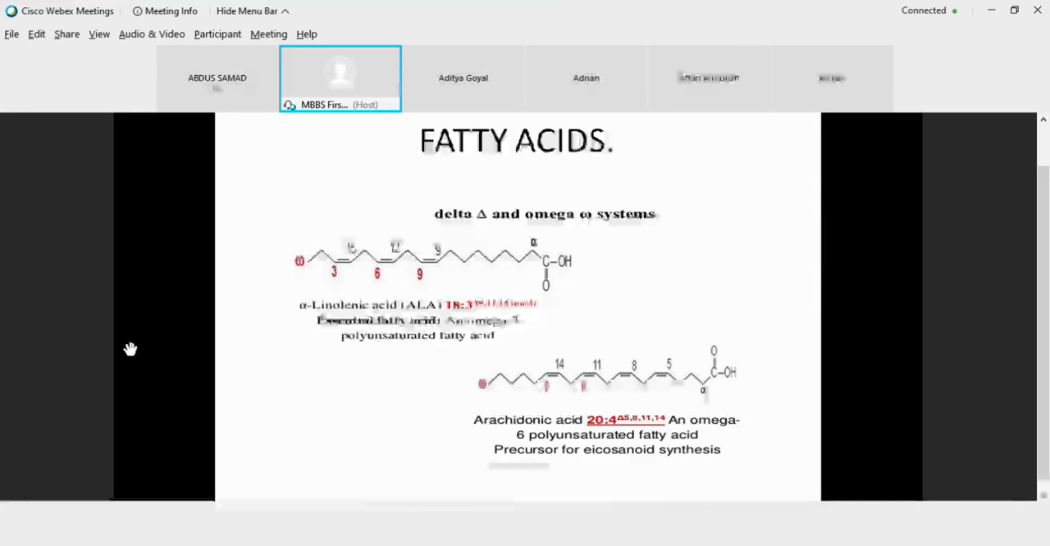What is it? Omega 6. Yes, omega 6. So if we talk about arachidonic acid in terms of omega, most of the nutritionally important components, the PUFAs, are named as omega. So it's an omega 6 fatty acid. So your linolenic acid is omega 3 and your arachidonic acid is omega 6. For the delta, it's 20:4, delta 5, 8, 11 and 14.